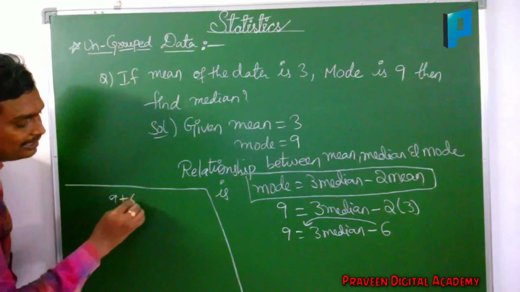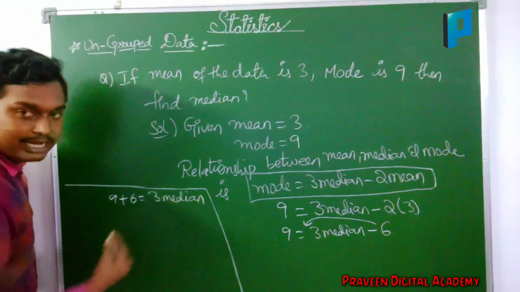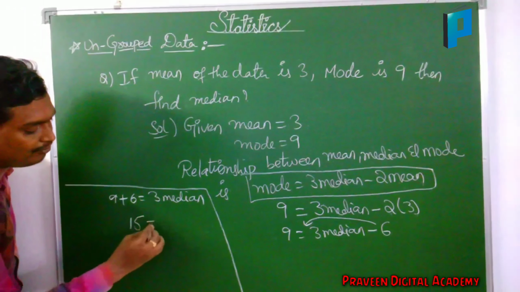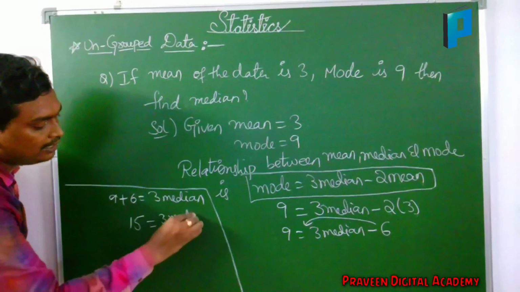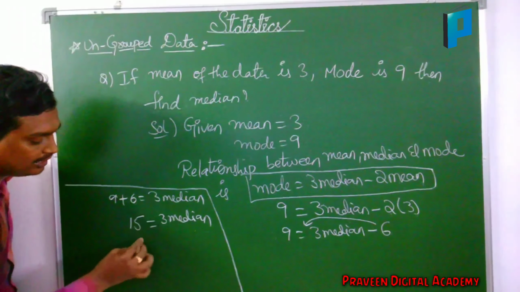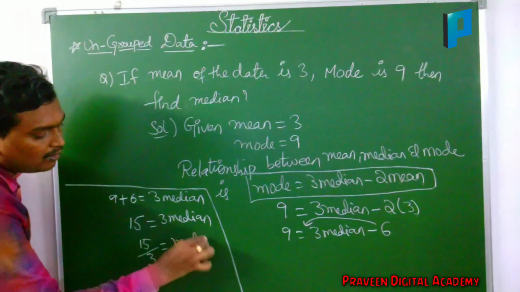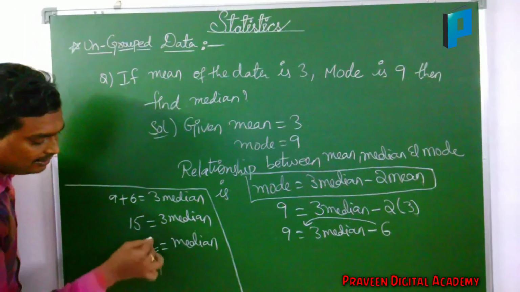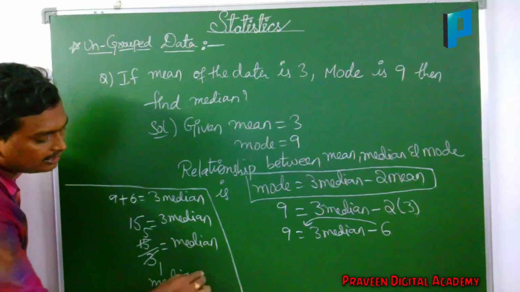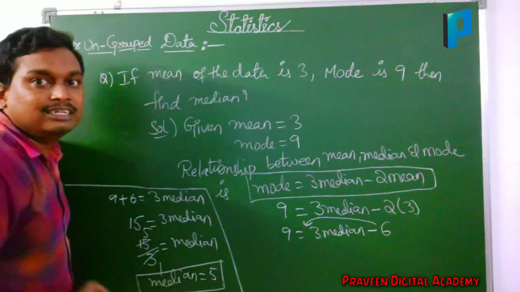Here 9 plus 6 is equal to 3 median we will get. Here what is 9 plus 6? We will get 15 is equal to 3 median. And here 3 into median we are having. This 3 you send here so that it will become 15 by 3 is equal to median. 3 ones are 3, 3 fives are 15. Therefore what you got here? Median is equal to 5. The median of the data is 5.